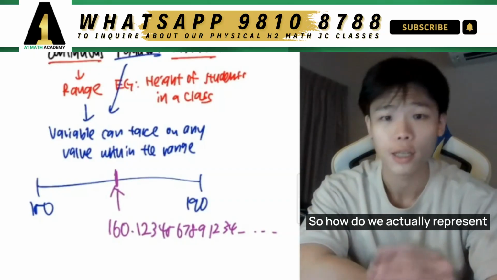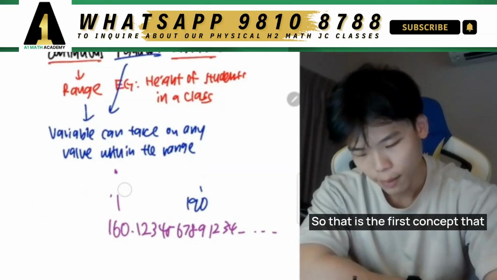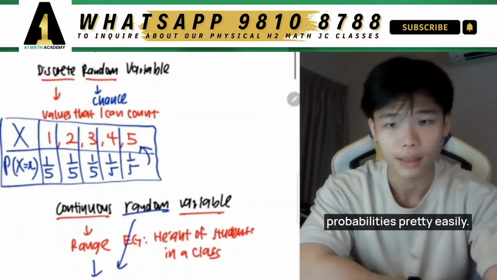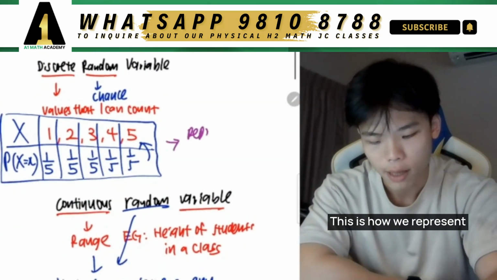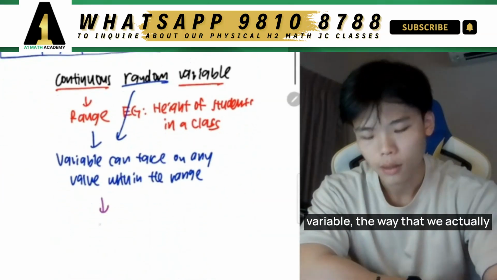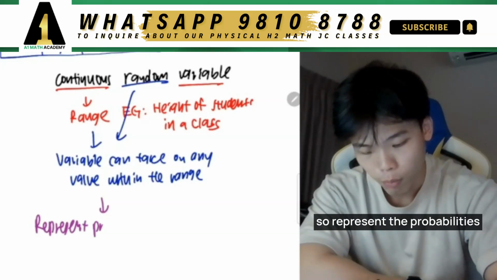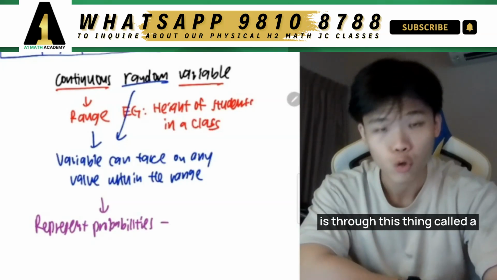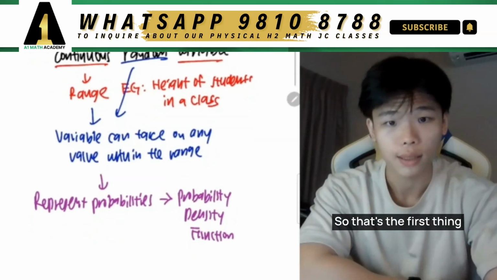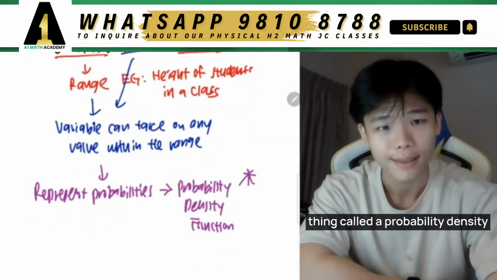So how do we actually represent all of these probabilities? That is the first concept that we're going to be talking about. For discrete random variable, we are able to represent the probabilities pretty easily. This is how we represent the probabilities. But for a continuous random variable, the way that we actually represent the probabilities is through this thing called a probability density function. Okay, so that's the first thing that you need to know. We represent it through this thing called a probability density function.